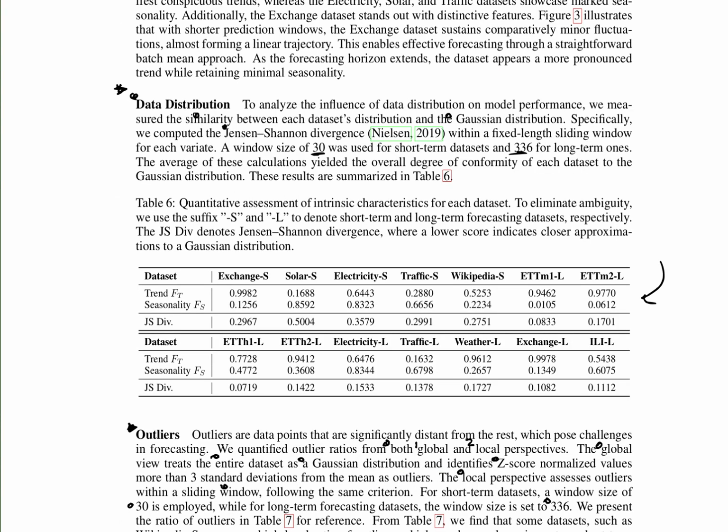data set. As for the data distribution, in order to use it as a quantified value, as a quantitative estimation of to what extent you need to provide representation capacity for the models in order to handle the complex patterns of the data, they provide this methodology, which means you take Gaussian distribution and you take the Jensen-Shannon divergence and you assess the similarity between each dataset distribution and the Gaussian distribution. And then you would take this over windows, and then you would just evaluate essentially the average of them. So you choose a window size of 30 for the short-term horizons, 336 for longer-term ones, and the results are summarized here.